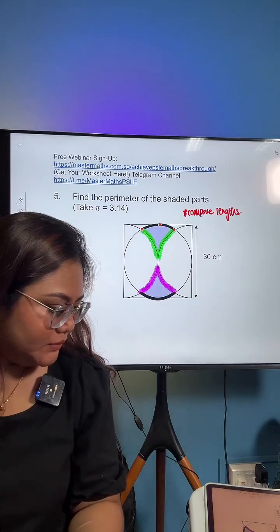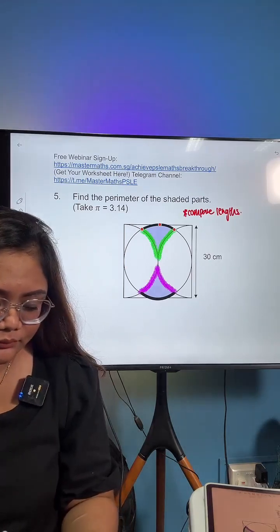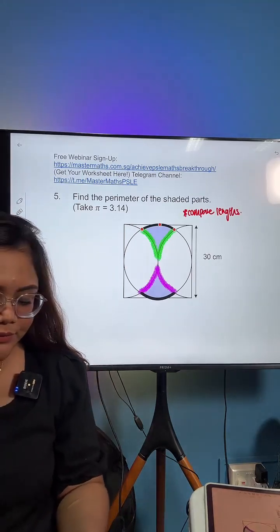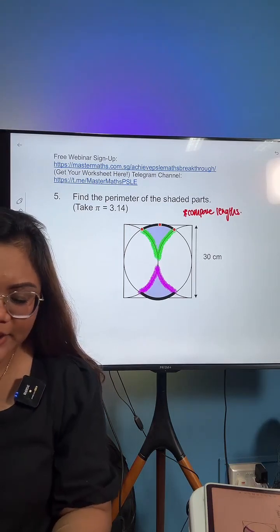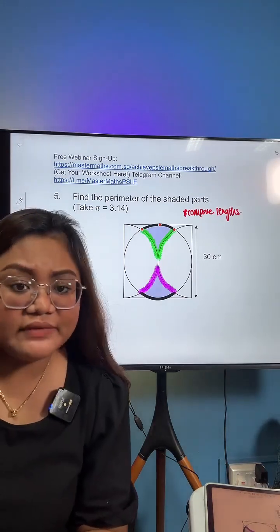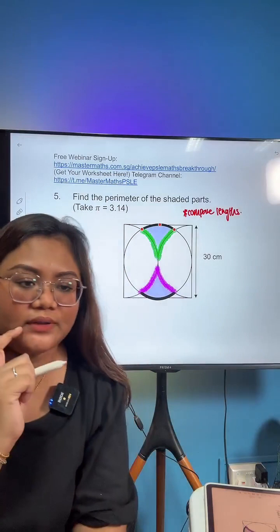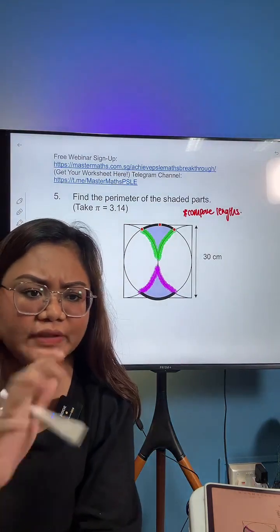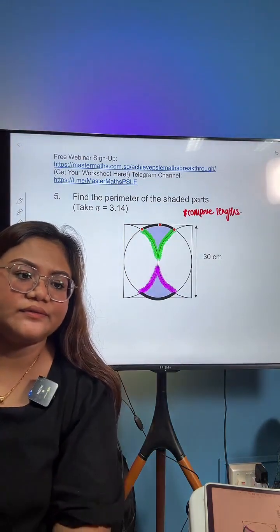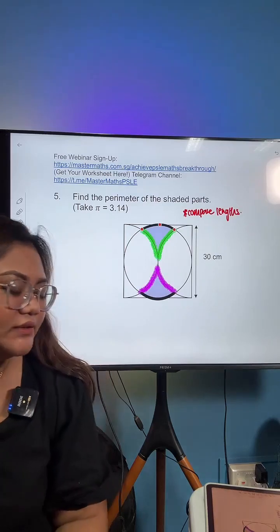There is no decimal in this answer. Actually, there is a decimal. What am I saying? There is a decimal, but the decimal is not 0.1. No. So, you are not correct. You try again. Okay? Try again.